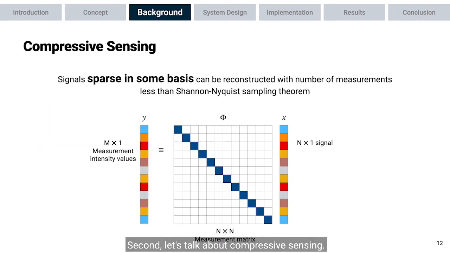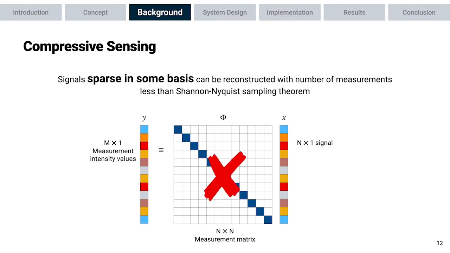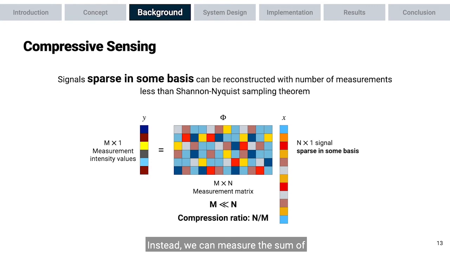Second, let's talk about compressive sensing. Say we want to know a signal vector x with size n by 1. If x is sparse in some basis, then we do not need to measure x one by one. Instead, we can measure the sum of several values in signal x at a time. If we can choose how to measure x wisely with measurement matrix phi, then we measure m times, which is less than n and less than what is required by Nyquist theorem. This gives us a high compression ratio given by n divided by m.